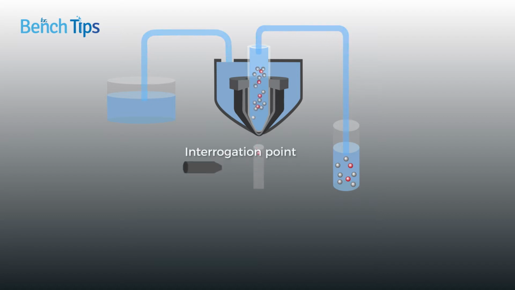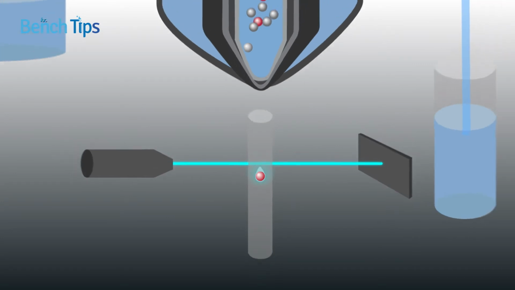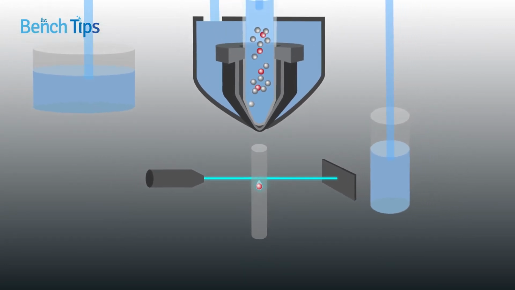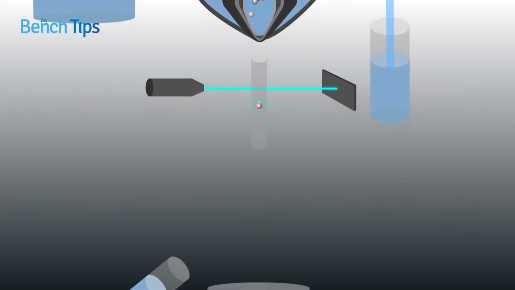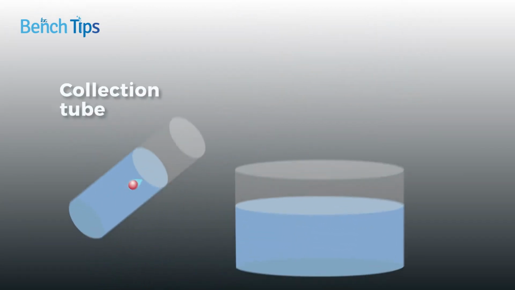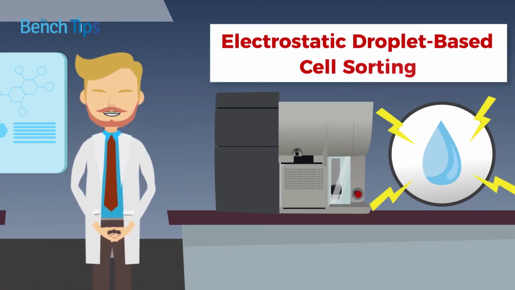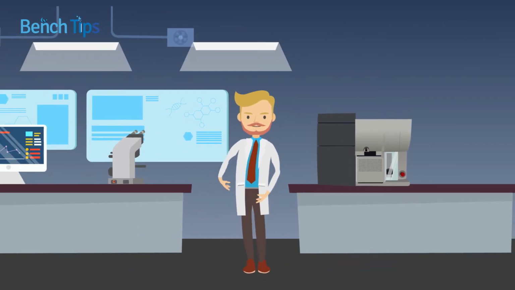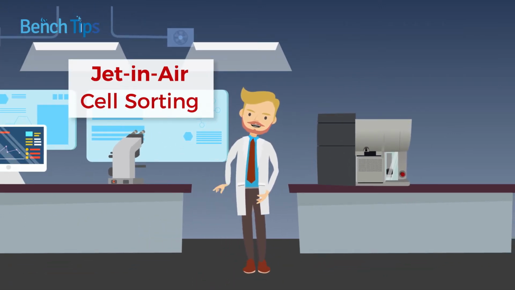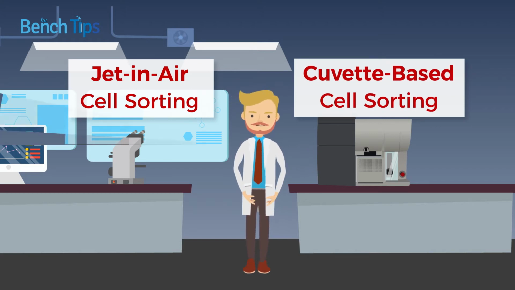They then move past an interrogation point, and the stream is partitioned into droplets, each containing a single cell. By applying a charge to the droplets containing the cell type of interest, the cell sorter directs the target cells into a collection tube as they pass through an electric field, allowing them to be used for further analysis. This technique, known as electrostatic droplet-based cell sorting, can be broadly divided into two categories: jet in air or cuvette-based cell sorting, depending on the nature of the flow cell.